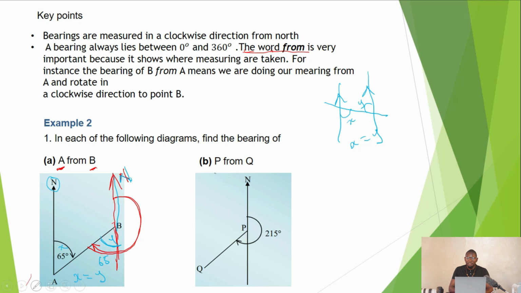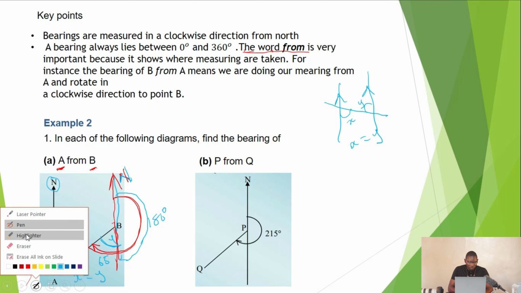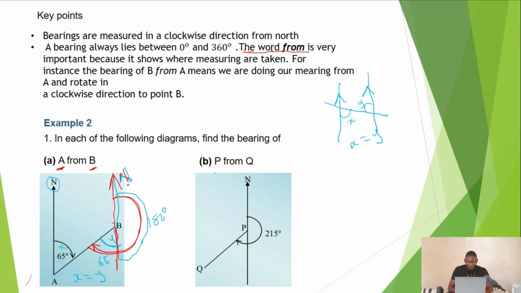But then we understand that a straight line is always 180. So we understand that this one up to there is 180 degrees. So now for you to find the bearing of A from B, we need to know the whole lot of this angle here up to there. So meaning you're going to add 180 plus 65. 180 plus 65.